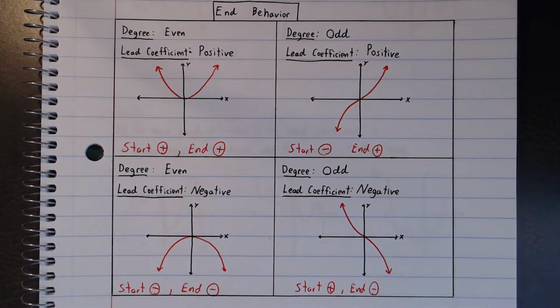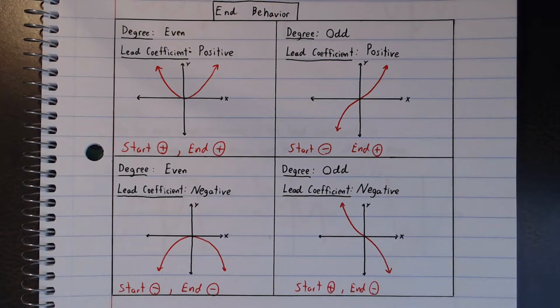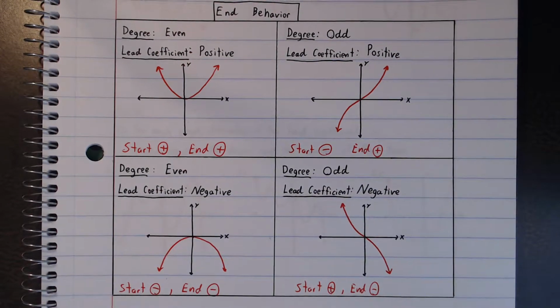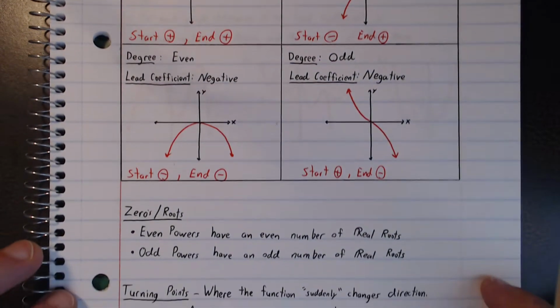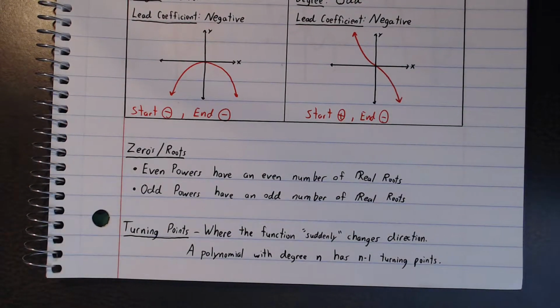So you really need to get these down pat before you start working on the problems themselves. Okay, there's two more things that we got to look at before we can start graphs. We want to look at the zeros or roots. They're the same thing. They're also known as solutions.